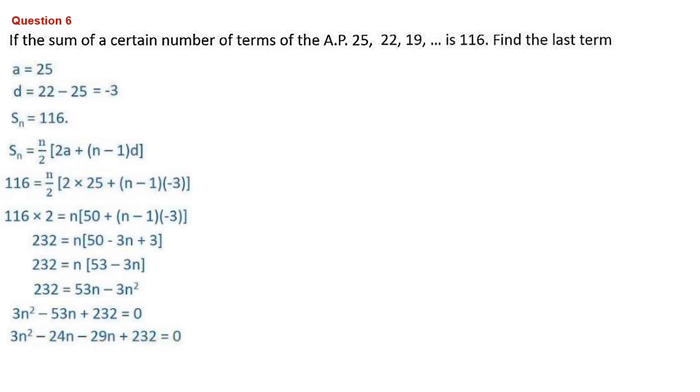Here also, just like the previous question, we are splitting the middle term by using the product and sum method. Here product is 3 into 232. Just multiply and check. 3 2s are 6, again 3 3s are 9, 3 2s are 6. So the product is 696. Then the sum we need is minus 53. So the numbers, when you calculate, you will be getting as minus 24.